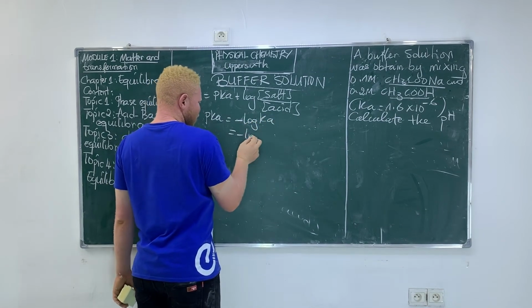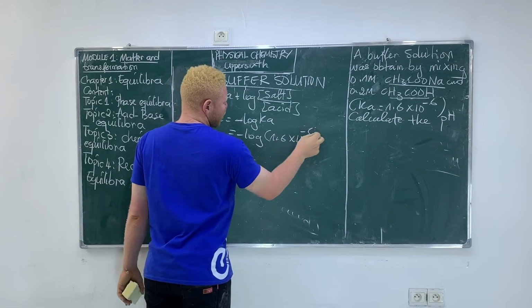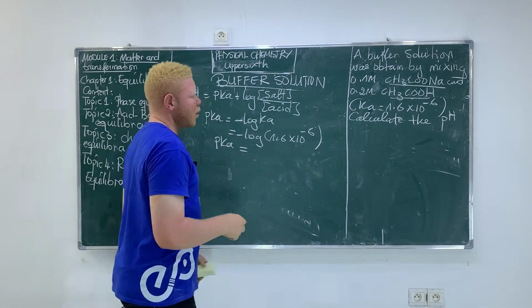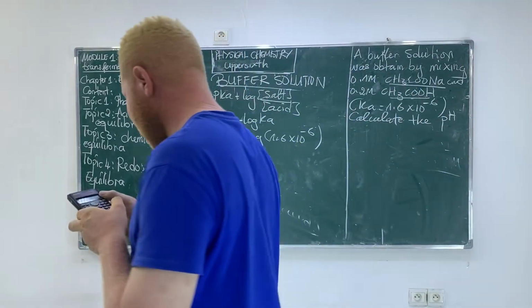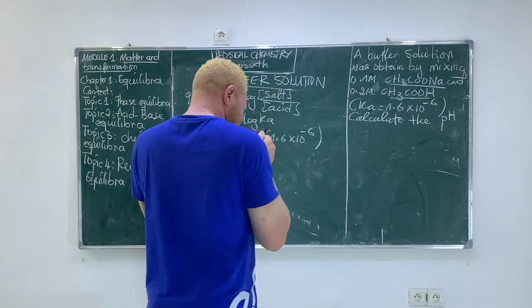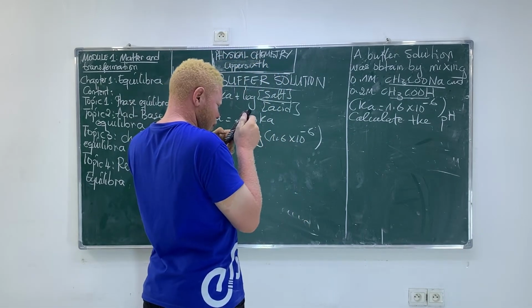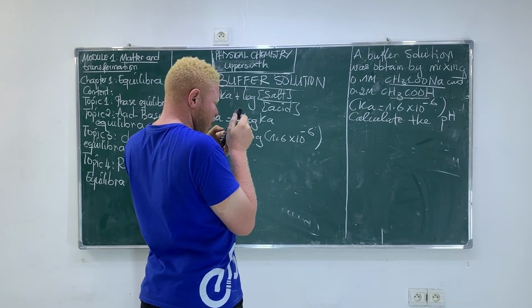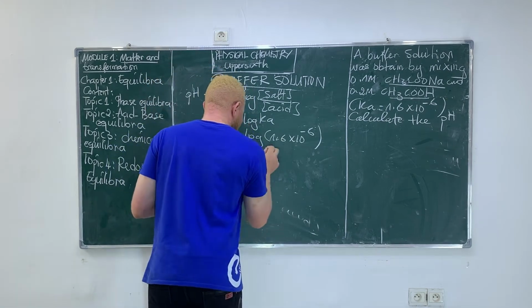pKa is minus log 1.6 times 10 to the minus 6. So what you punch here calculates the value of pKa. We have minus log of 1.6 times 10 to the minus 6, which is about 5.7 or 5.8.